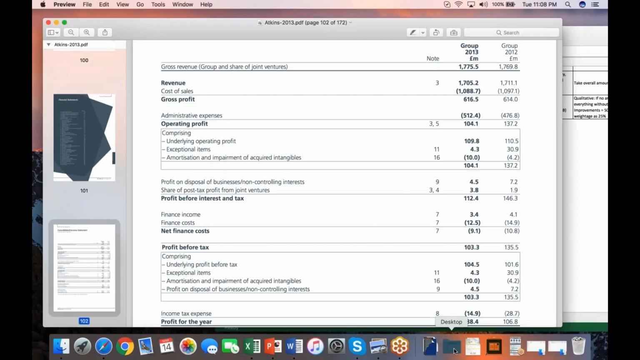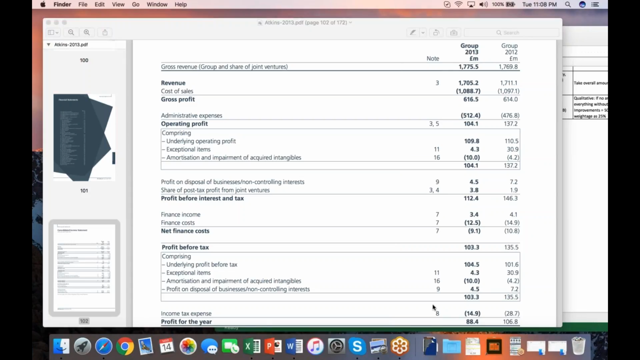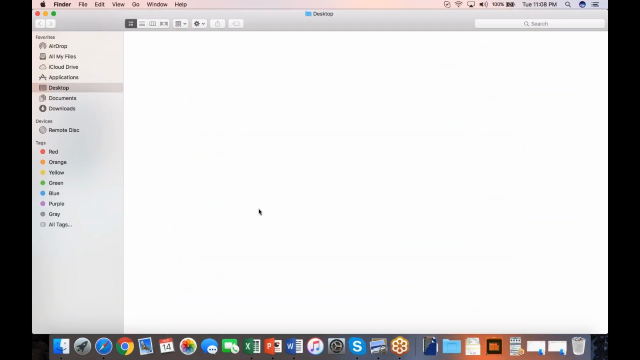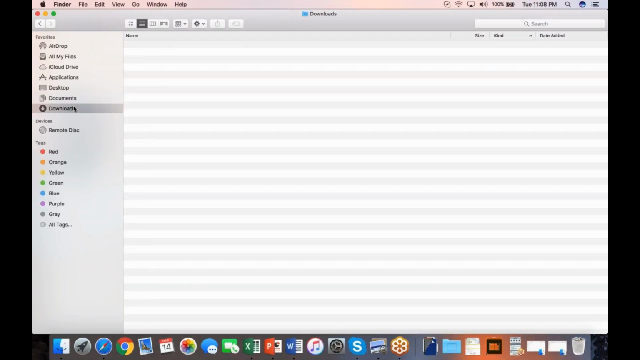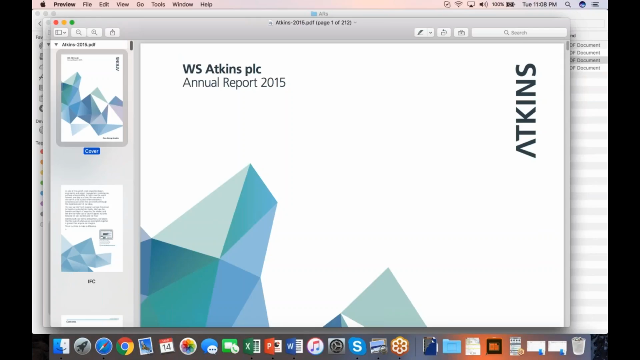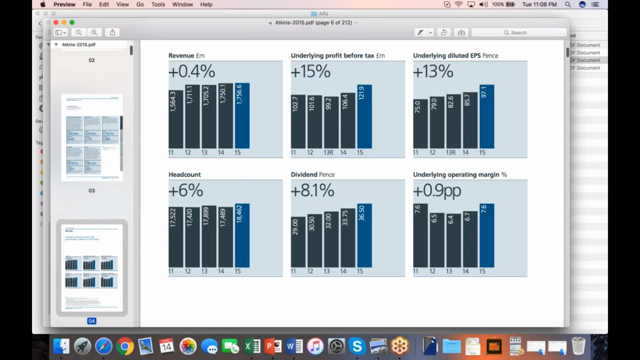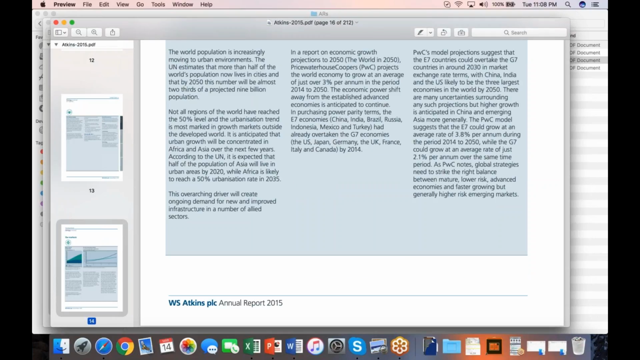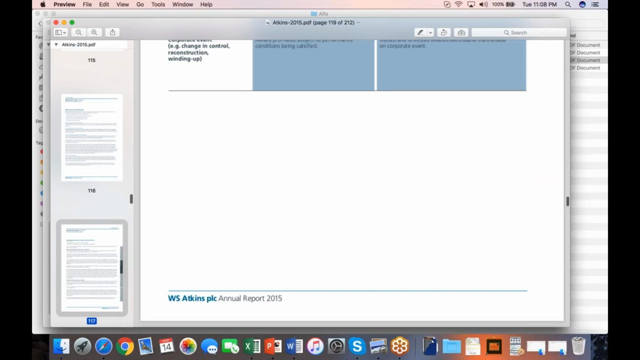I have noted down pages from the 2015 sheet, so I will open 2015 because otherwise this will take me a longer time to come up with. Okay, 2015. If I go to page number 143, okay, 143. Okay, here you go.